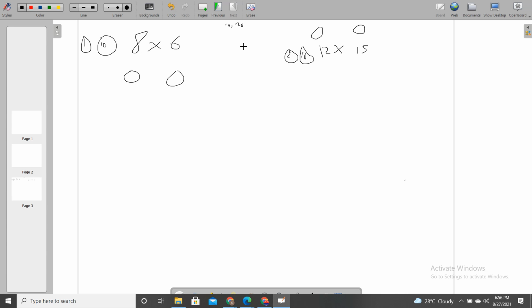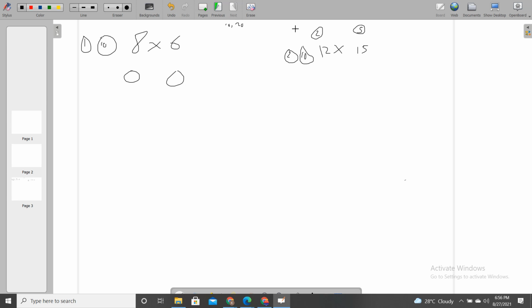Then I have to look for the difference between the 10 and the 12. The difference is 2. So I'll write it up here. This one, the difference is 5. I'll write it here.